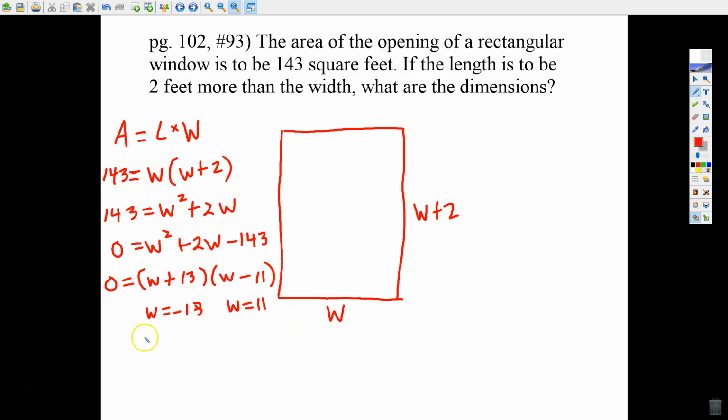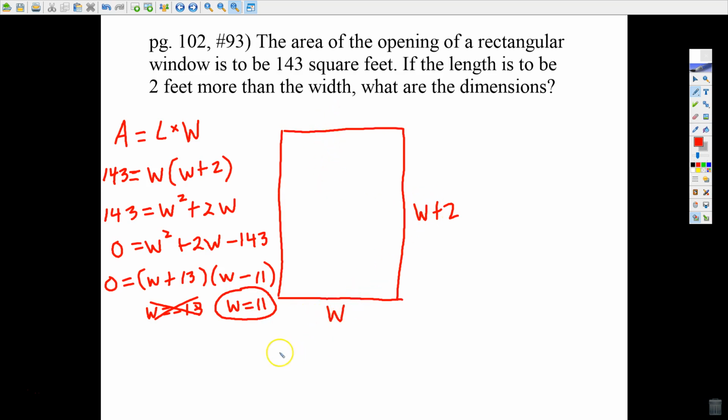However, one of these does not make any sense. Obviously, negative measurements don't make any sense. So even though I got a solution negative 13, I'm going to toss this one out, and I'm going to go with the reasonable solution, which is 11.